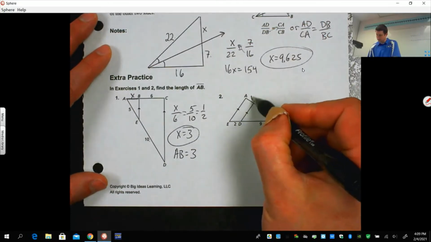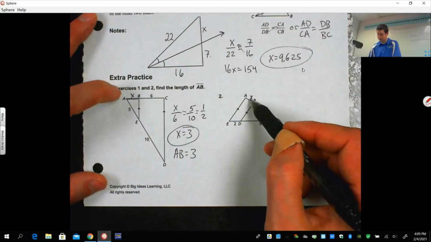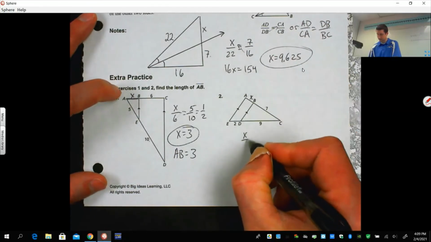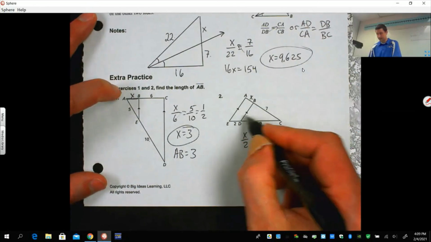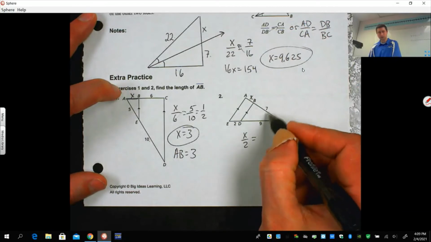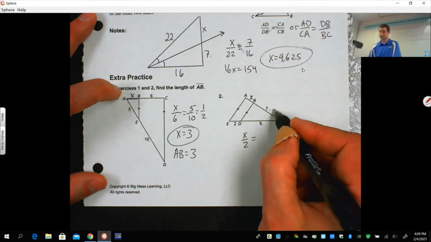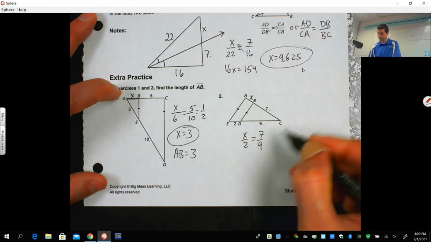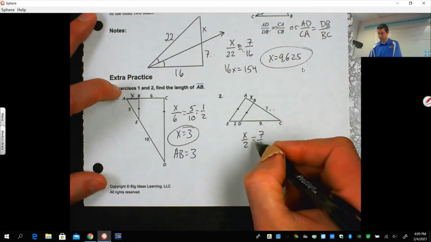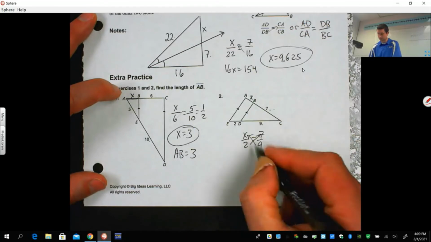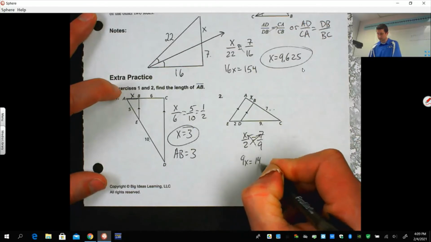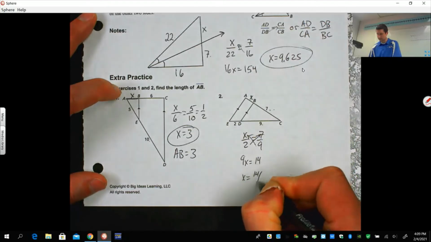Okay, here's AB again, same sort of setup. This time I'm going to take it the other direction. I'm going to say X over 2, and that has to equal 9 over 7 or 7 over 9. Well, since I started with X, it has to equal this 7 over 9. It's kind of a weird fraction. You just cross multiply, use the Z method. 9x equals 14. X is going to equal 14 ninths.